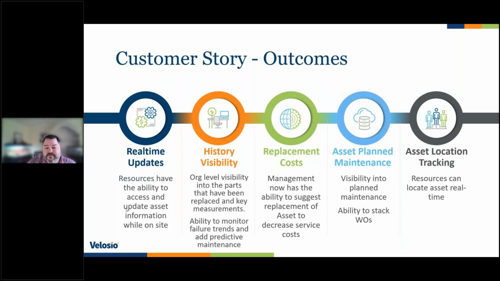Asset plan maintenance, as I mentioned earlier, just gave them full visibility into what's required to be completed on that asset, and gave them the ability to stack scheduling on resources. Asset location, with the functional location, gave them the ability to say, I'm going on site, this is my first time going on site, I've never been to this location before. Where is this asset? It gave them the ability to go into the asset record and actually see where it's located at that facility.